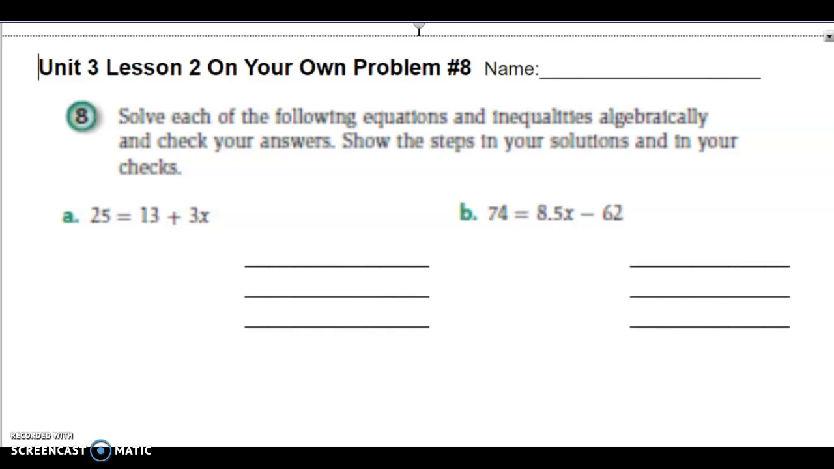Good morning, good afternoon. We're going to go over solving the worksheet that we did yesterday on solving equations and inequalities algebraically and checking your answers. It says show your steps in your solutions and your checks.